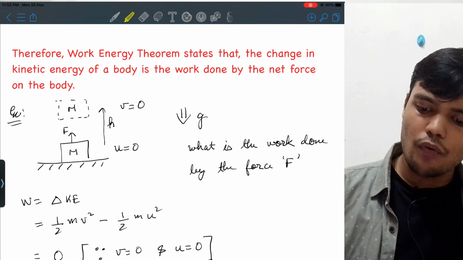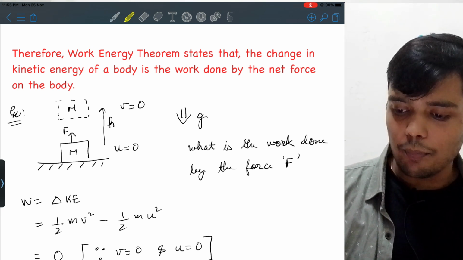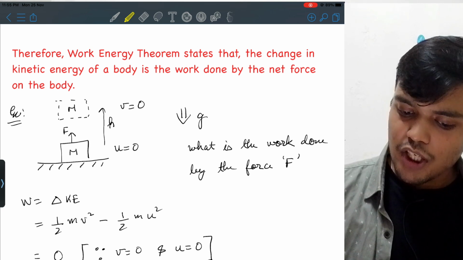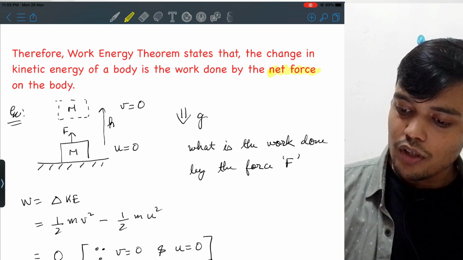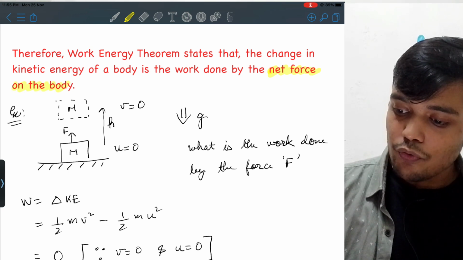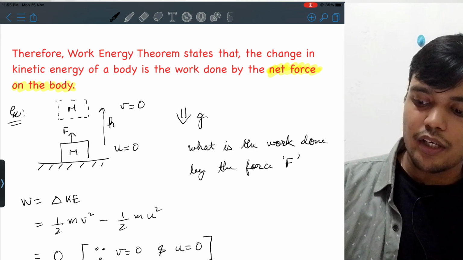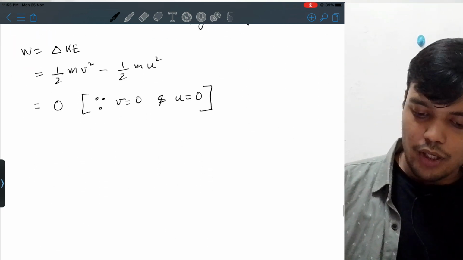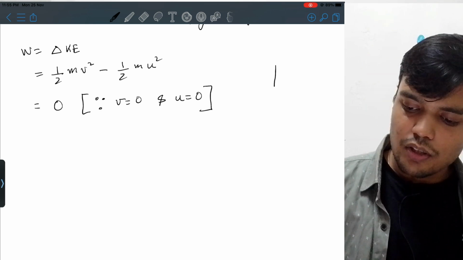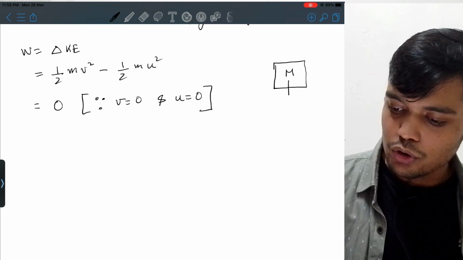Let's go back to our work energy theorem. The work energy theorem states that the change in kinetic energy of a body is the work done by the net force on the body. The key word here is net force. So I hope you understand now. Let's try moving forward by drawing an FBD of the box.